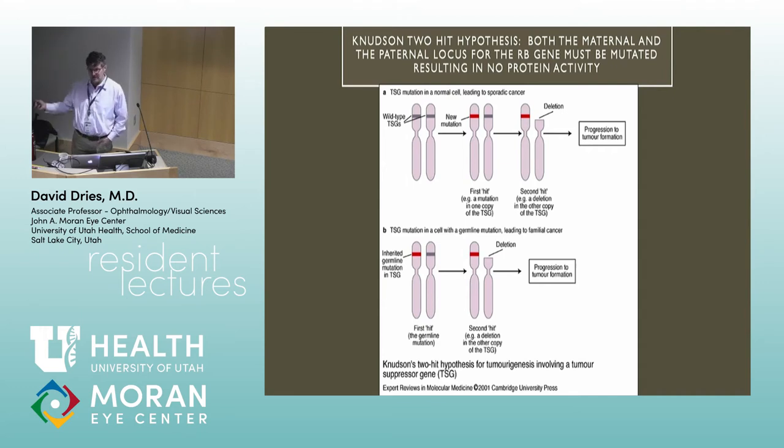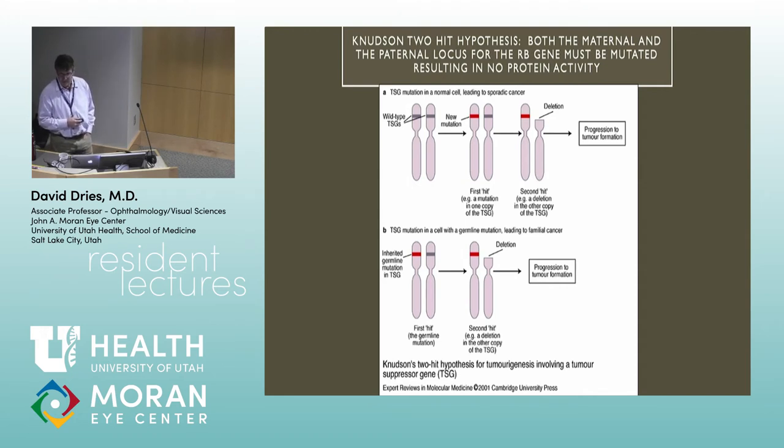But every other cell in the body of that baby does not have a mutation in either of the two RB genes, right? So there's no genetic risk that the next kid is gonna have retinoblastoma, and there's no genetic risk that that child's offspring will have retinoblastoma, okay? And that's how most retinoblastomas arise, okay?